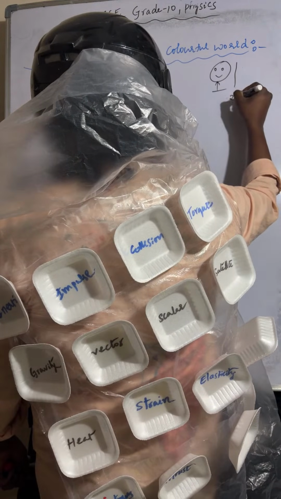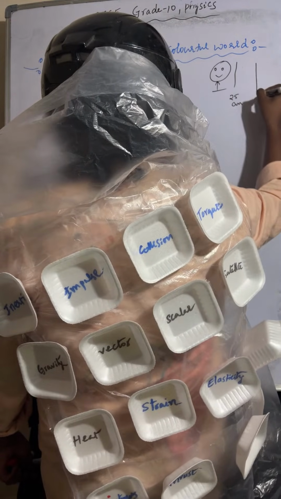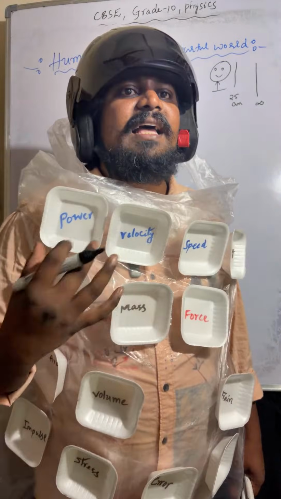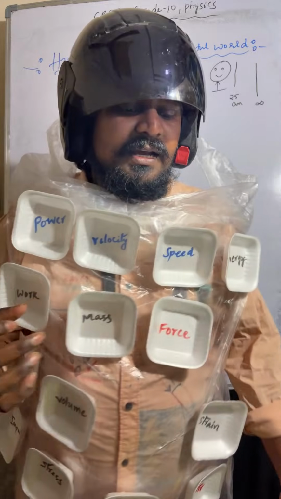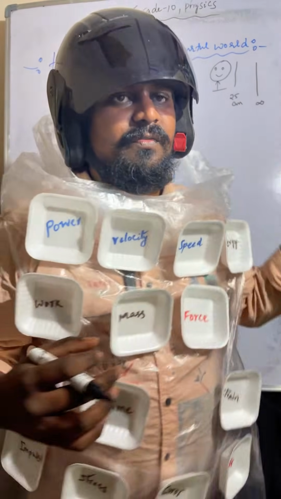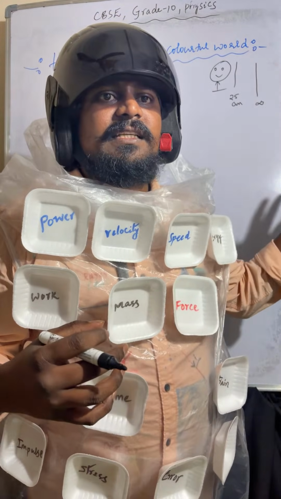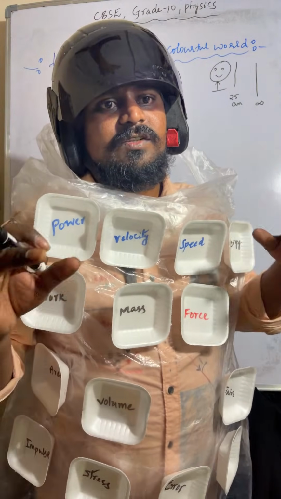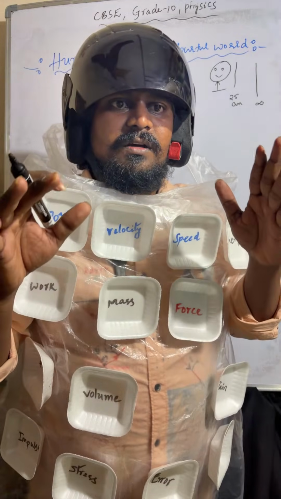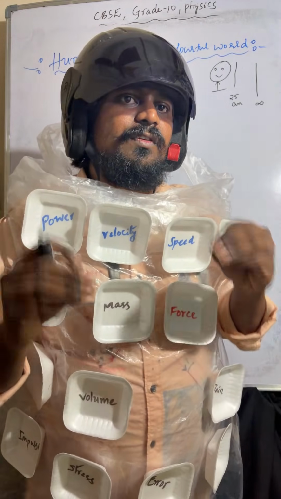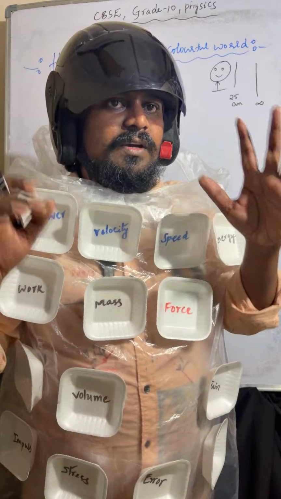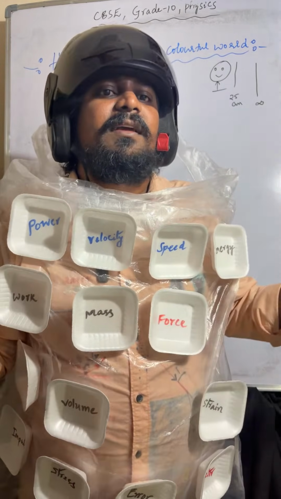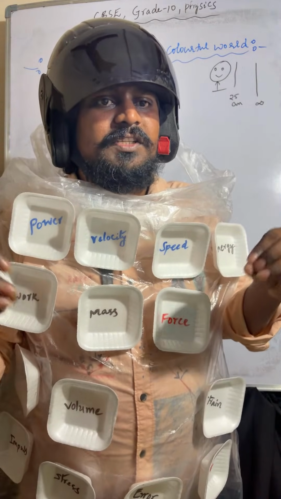So here 25 centimeter, and here infinity. The person who has myopia can see only 25 centimeter. Only near distance objects he can see. He can't see infinity. So remember this very well. I will explain this concept, and if you know this concept, you can draw the diagram in an easy way, without much struggle.